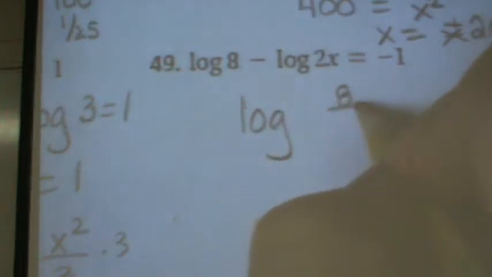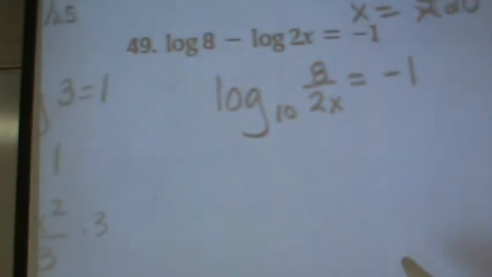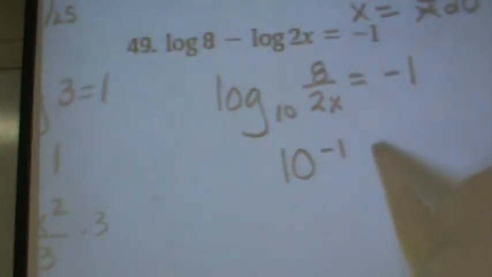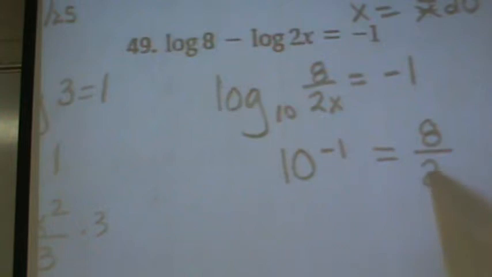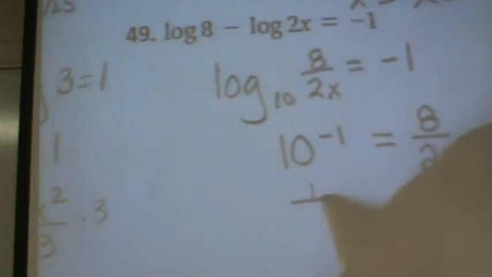Next one. Talk to me. Log of 8 over 2x, base 10, equals negative 1. Then it'll be 1 over 10. Let's write 10 to the negative 1 first. And then it'll be equals 8 over 2x. Now, 2 goes into 8 how many times? 4. You could reduce that if you wanted to, you don't have to.